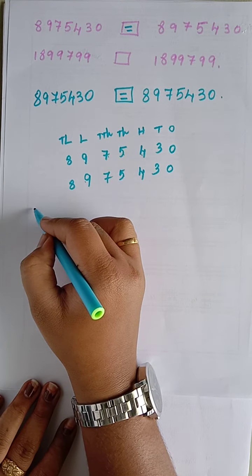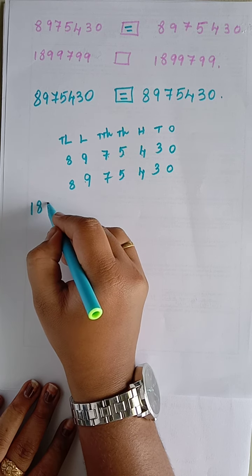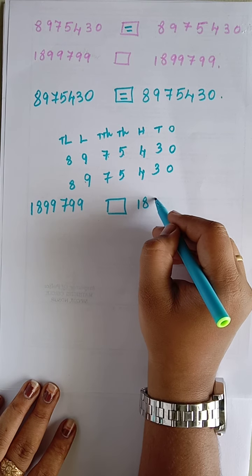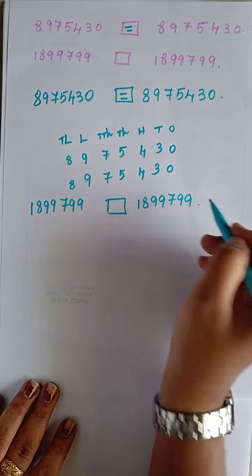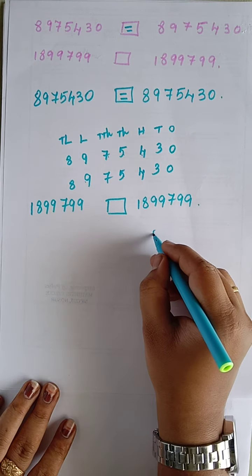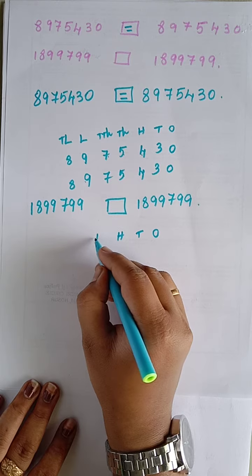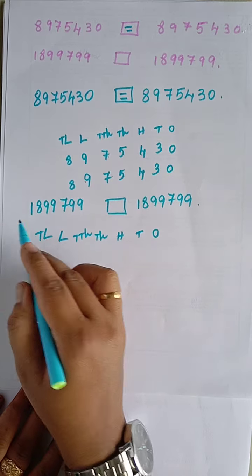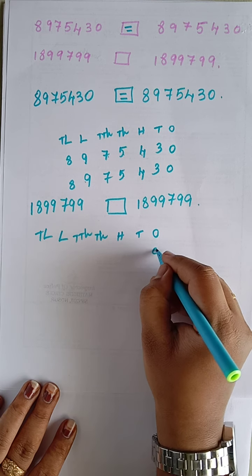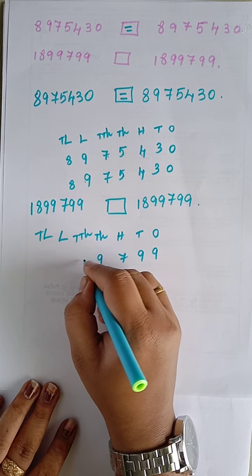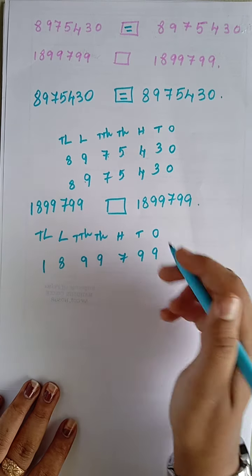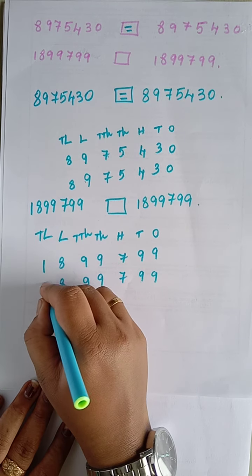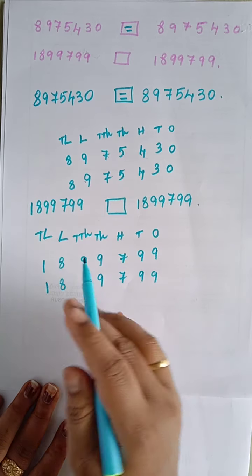Okay, next the fourth question. Here also I am going to take the question and write it down. 1899,799 box 1899,799. So we have to start writing the place value first. So ones, tens, hundreds, thousand, 10,000, lakh, 10 lakh. Start writing from the left hand side or right hand side. 997,9981. Okay, now we have to compare from this side.